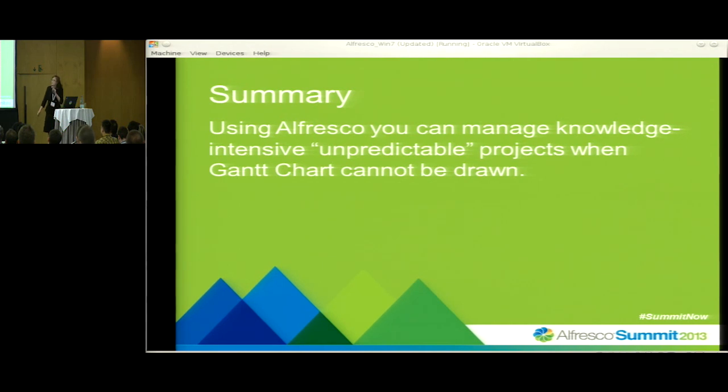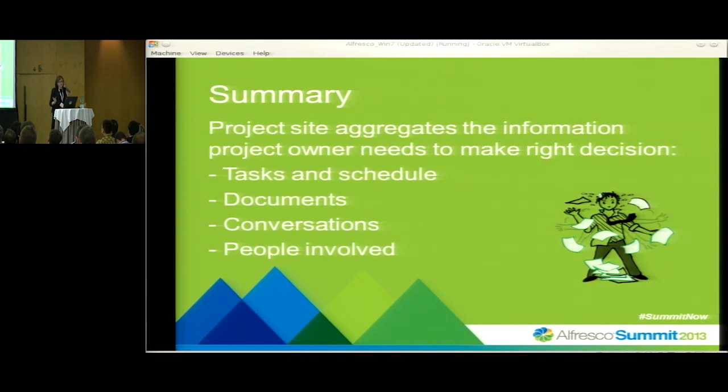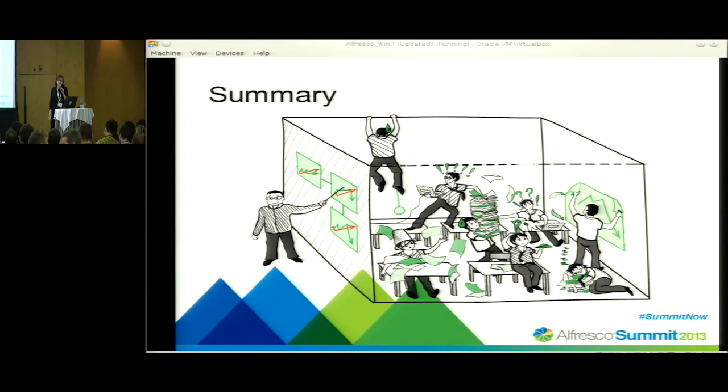So Alfresco is a really good solution for managing such knowledge-intensive, unpredictable projects. We cannot create a Gantt chart, and we don't need it. The Alvex solution that we developed is a pack of extensions for Alfresco, and we now introduce these project sites that can help you while managing such projects.